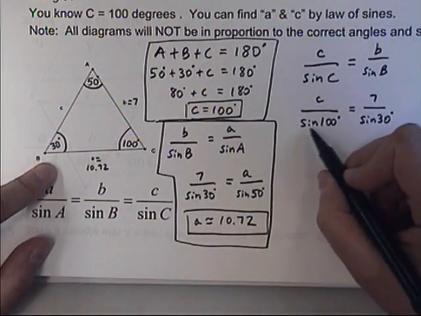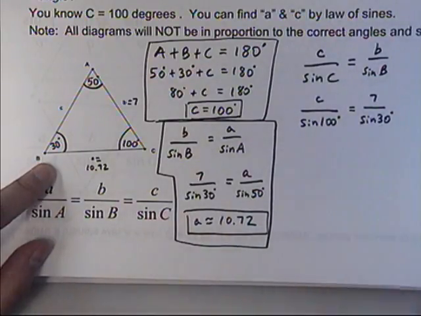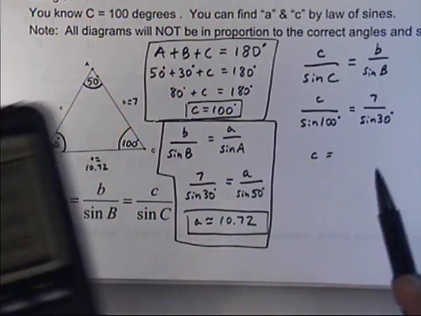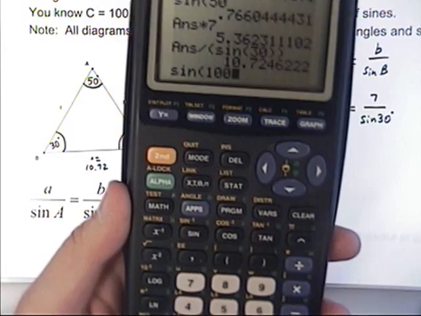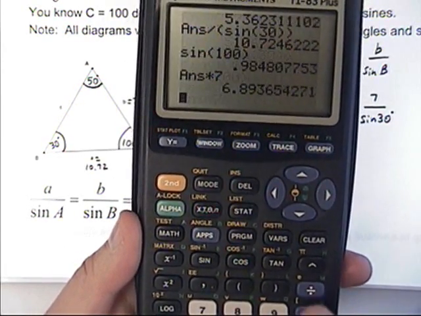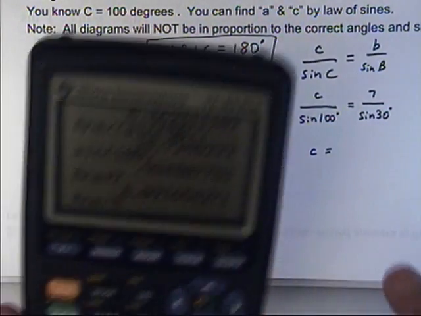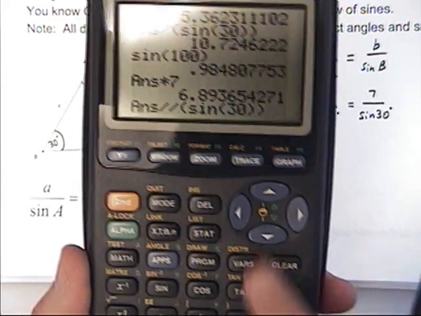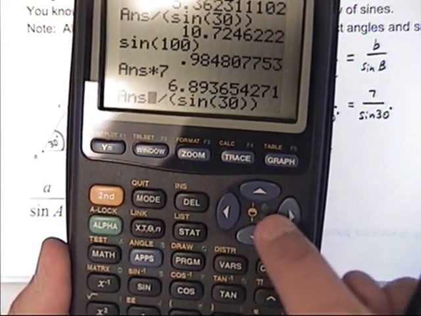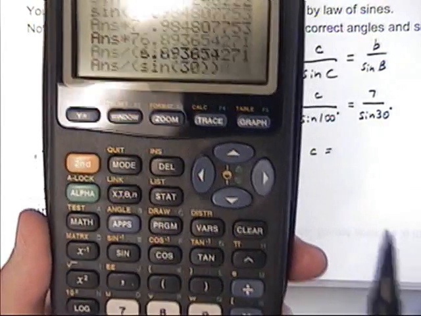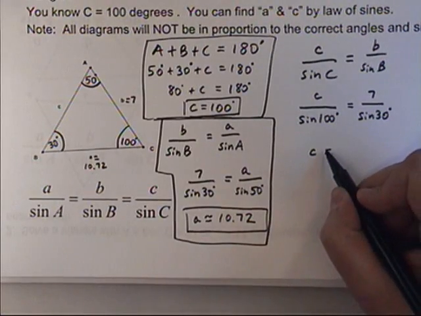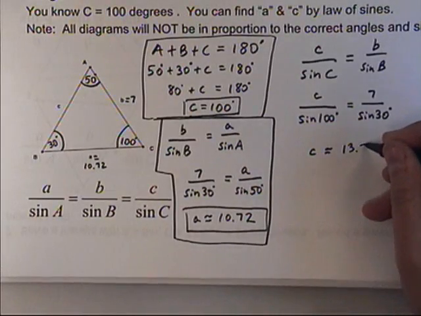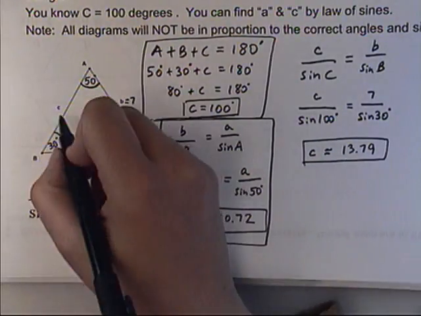Okay, so I'm going to find the sine of 100 degrees. I'm going to multiply it by 7 and then divide by the sine of 30. It's basically just like multiplying both sides by the sine of 100 degrees, and that would cancel on this side, which would give you your C value. All right, so sine of 100, multiply that by 7, and then divide by the sine of 30. Oops, see how I divided that twice? I didn't mean to do that. There we go. Enter. Okay, so I get 13.79. And this is, again, just an approximation since I'm rounding it off to the nearest hundredth, 0.79. And that's the last side that I need to find.